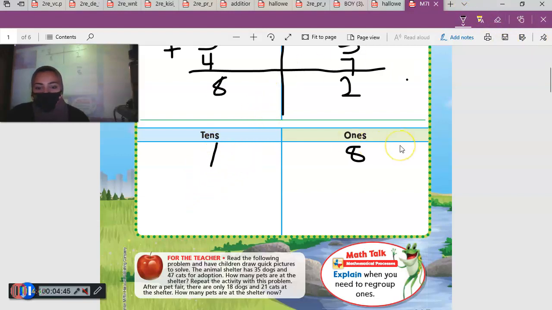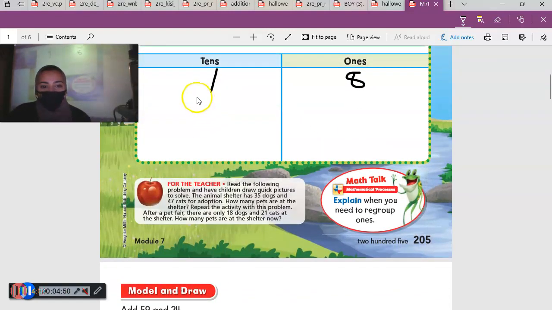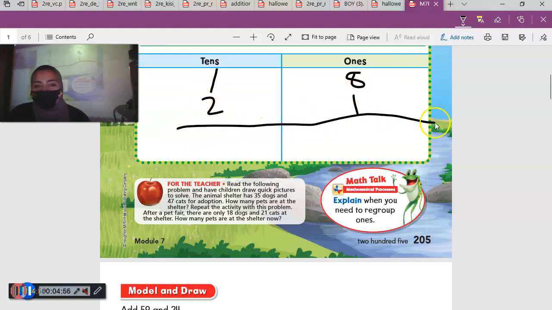There we go. We have 18 dogs and 21 cats. And now we're going to write the equal sign. This line is the equal sign. And the plus sign always goes there. The division line separates the ones and the tens.